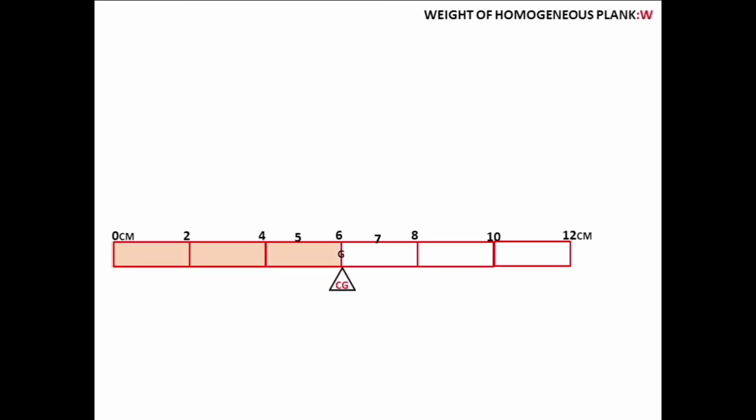This side is going to create a certain moment from the center of gravity, because the weight is concentrated at the center of gravity, and that would be W into D. And the other side, also being balanced, would create the same moment, W into D, which is the weight on the other side, small w here.